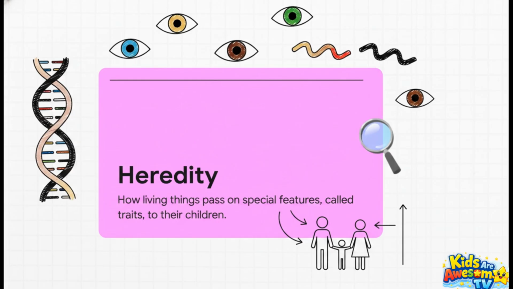Now, heredity is a big science word, but it just describes how living things pass on their special features to their children. And those special features? We call them traits. Traits are simply the observable characteristics that get passed down from a parent to a child. So, your eye color? That's a trait. Your natural hair color? Trait. Whether you grow up to be super tall or a bit on the shorter side, that is a trait too.